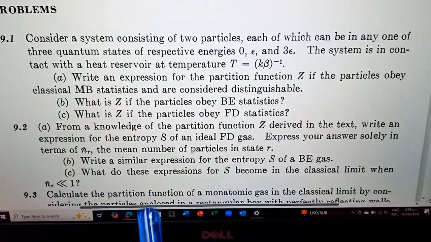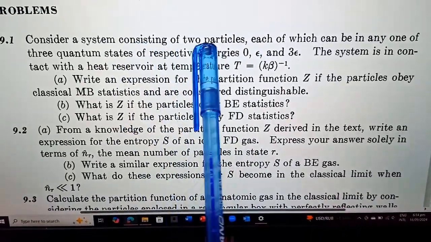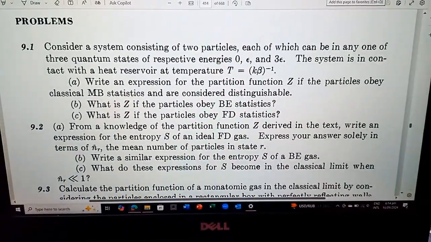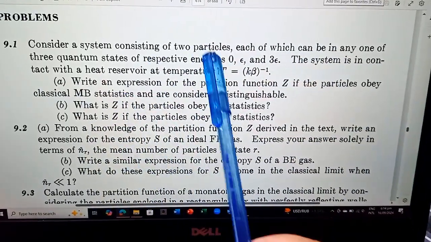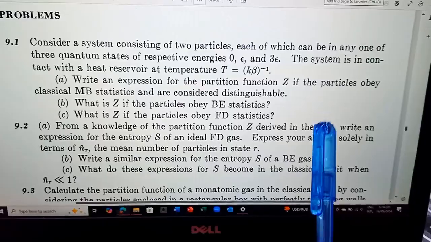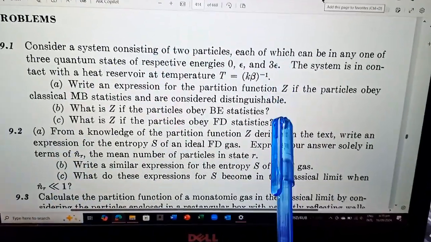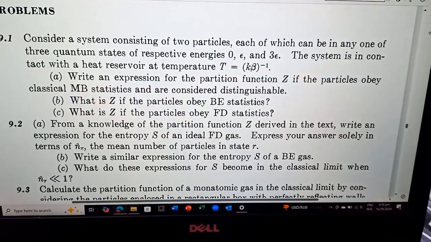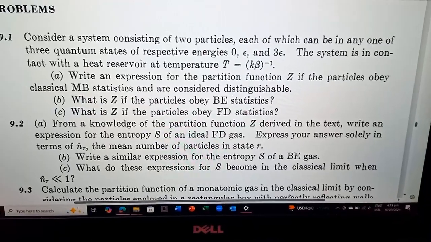The last thing that I want to highlight in the question is that it is a system of two particles, not one particle. In previous chapters, we mostly considered a system of one particle, hence the formula for the partition function of one particle is different, and the formula for the partition function of two particles would be different. That is why I'm mentioning it. I'll point it out again when we'll be doing it. Okay, so let's quickly get started.